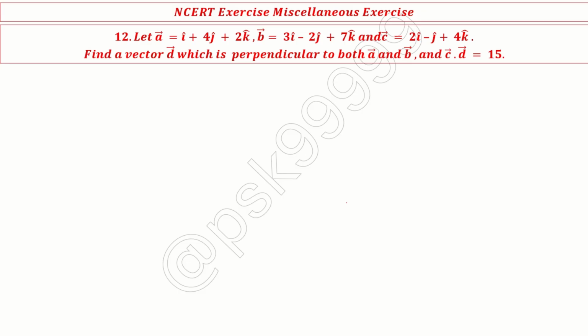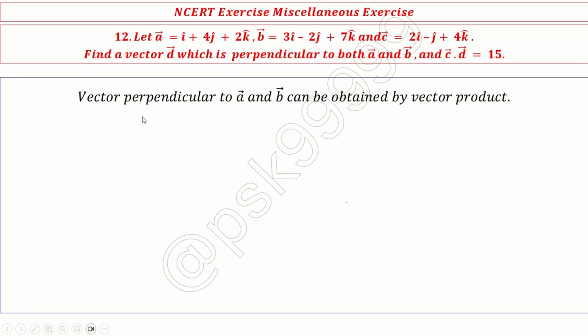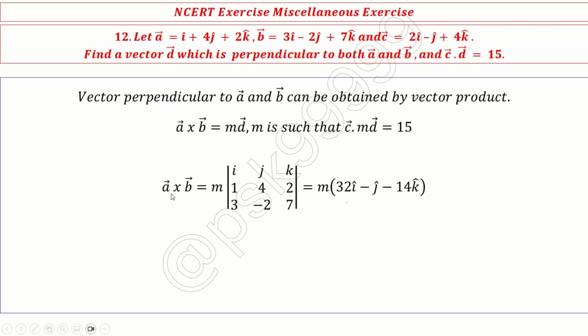A, B, C are given. The question is to find a vector D bar which is perpendicular to both A bar and B bar, and C dot D equal to 15, a scalar product. So this is simple. First, a vector perpendicular to A and B can be obtained by the vector product. Let this be M D bar. I take M because I need a scalar so that I can get the scalar product as 15. The vector product is M times the determinant, which is M times (32i minus j minus 14k).